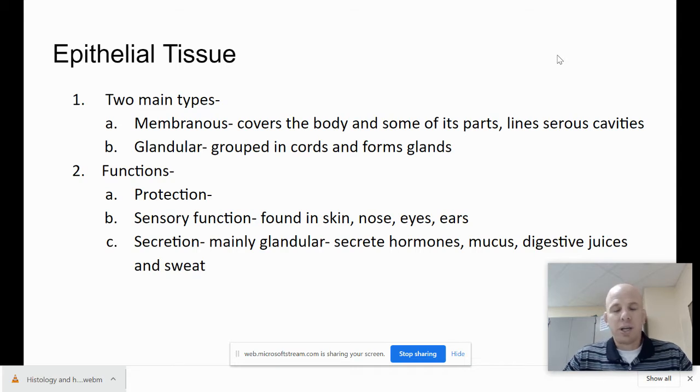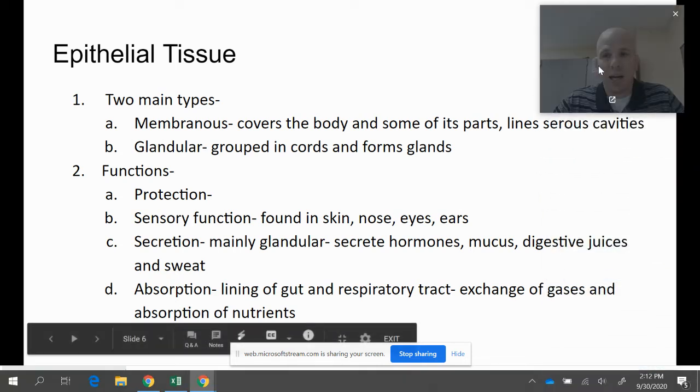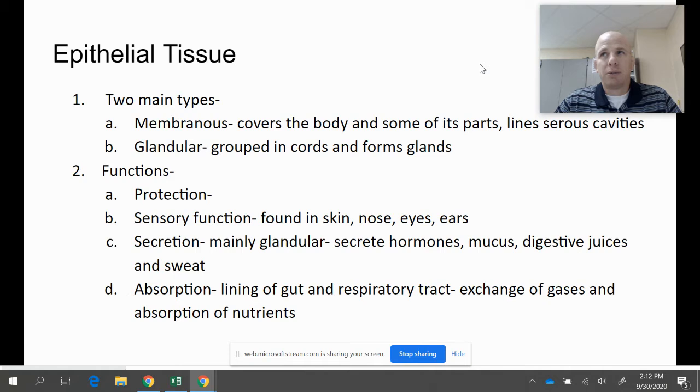Number three, secretion. A lot of products are secreted by glands, which are made of epithelial tissue. So hormones and mucus and digestive juices and sweat. Those are just a few examples of the things that glandular epithelium would secrete. Absorption. Remember, this is how we move fluids into our blood, right? So along our respiratory tract and our digestive tract, these things allow us to absorb nutrients and the exchange of gases that allow us to do some really important parts of life.